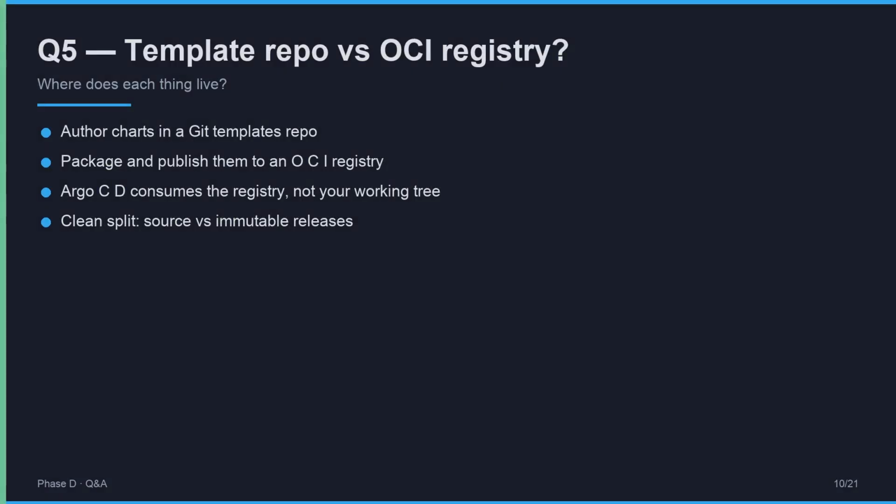Fifth question, how do you split templates and OCI? The clean pattern is a split. You author your charts in a Git templates repository: Chart.yaml, templates, overlays. On release, you package and publish them to an OCI registry like ECR, then Argo CD consumes the registry, never your mutable working tree. This gives a clean separation. Git holds the source, the registry holds the immutable releases.